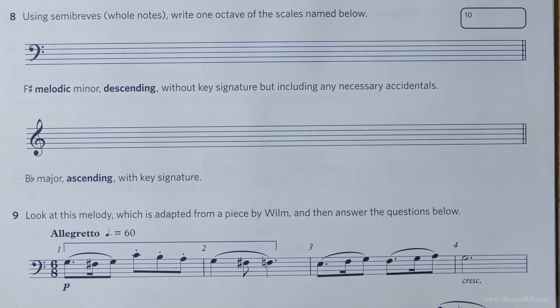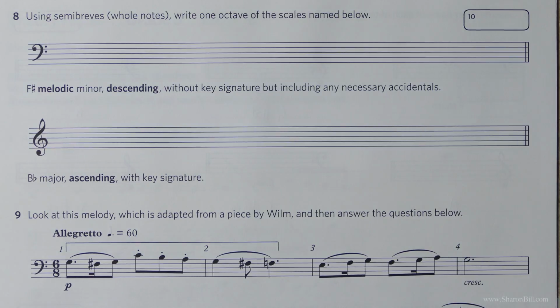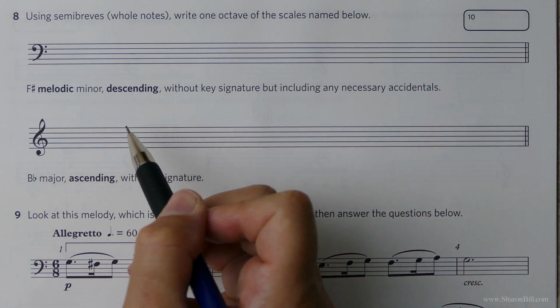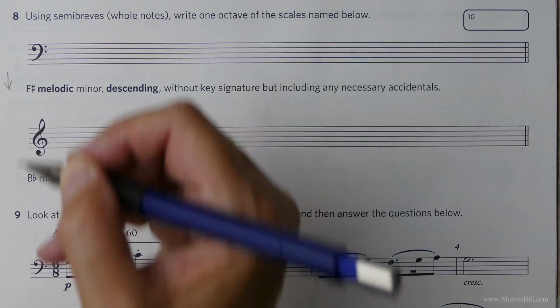I have to admit, this is my favourite part of the paper. I really like doing the scales. It's sort of easy peasy, because if you've got your key signatures all written out to begin with, you've already done the job before you've even started the paper. So F sharp melodic minor, descending, so make sure you go down.